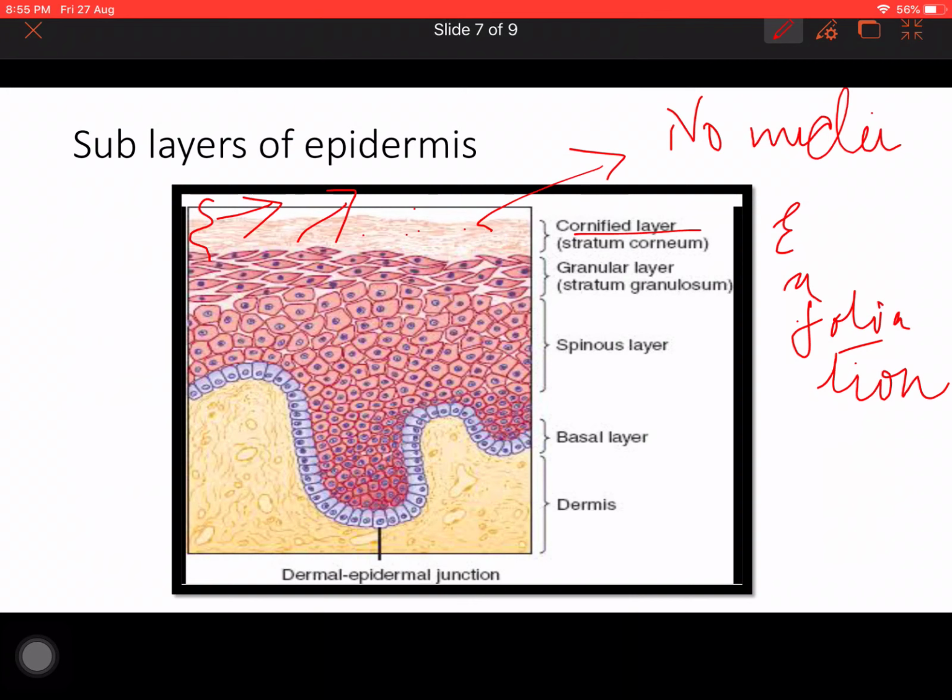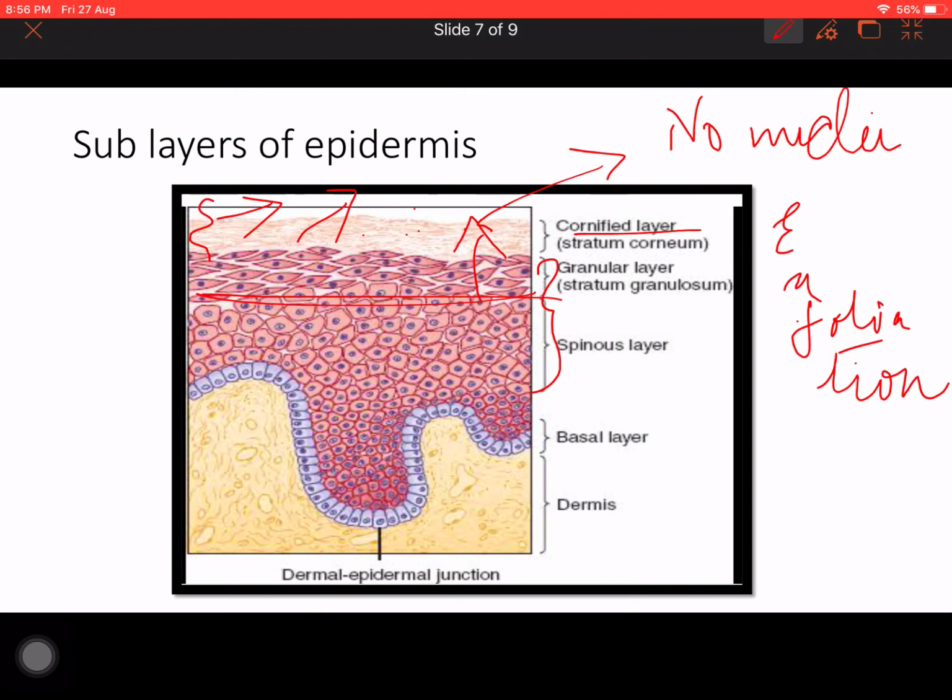Now let us see the next layer, the granular layer. This layer has 3 to 5 sub layers, and it is a waterproof layer because it has glycolipids. All the cells here have glycolipids, which slow down the water loss across the epidermis. This is also a thin layer, and gradually it hardens up, forming the cornified layer, or the outermost layer.